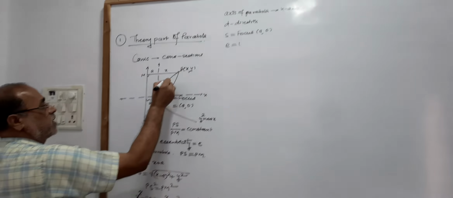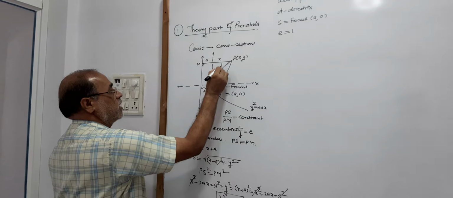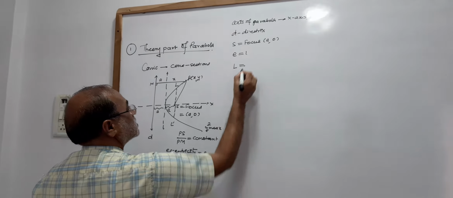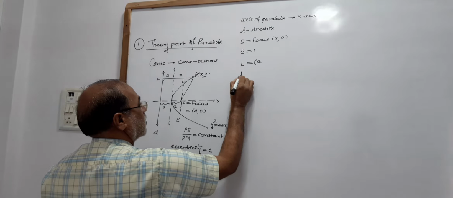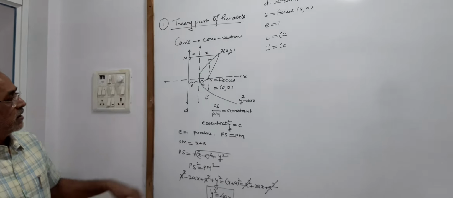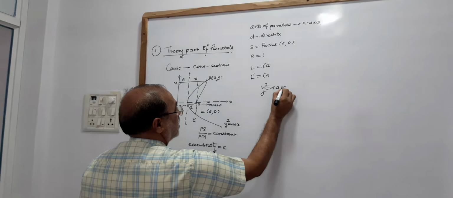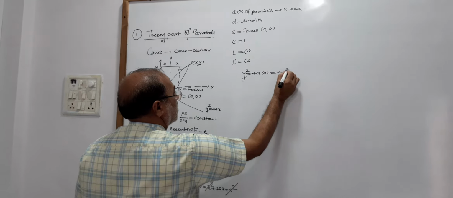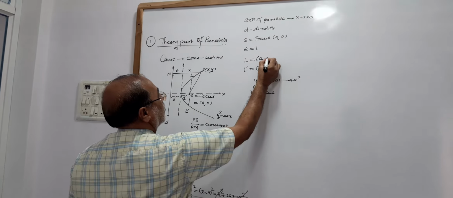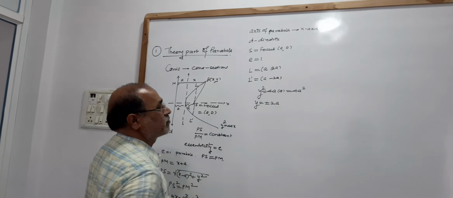One more thing we have to think about, that is the double ordinate passing through the focus. Suppose L and L dash. Therefore, L will have coordinates, x coordinate will be a, for L dash also the x coordinate will be a. To find the remaining, put in this equation y square equals 4a into a, that is equal to 4a square. Therefore, the y value will be plus or minus twice a.